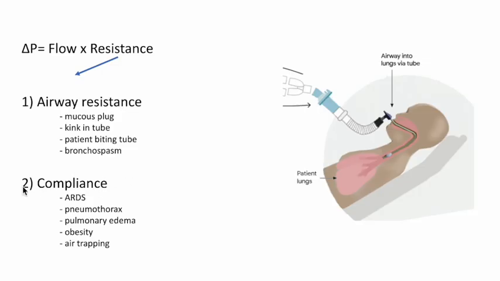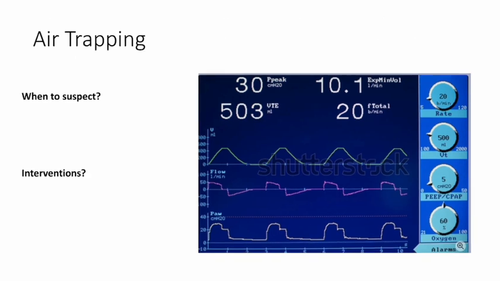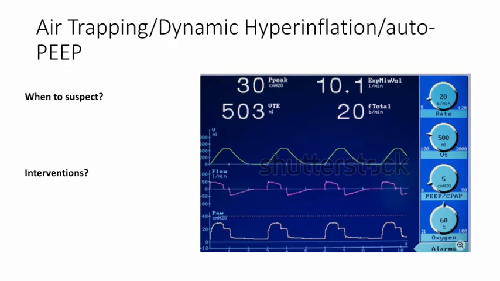So going back to the differential for compliance, we mentioned air trapping. This is actually a very important and dangerous cause of high peak pressure. So let's talk briefly about air trapping. Okay, so what is air trapping? And just for completeness' sake, air trapping is also called dynamic hyperinflation or auto PEEP. Air trapping occurs in a mechanically ventilated patient when the patient doesn't have enough time to completely exhale before the next breath is triggered. Because the patient didn't completely exhale before the next breath was triggered, more and more air gets trapped in the lung with each subsequent breath, resulting in increased pressures.